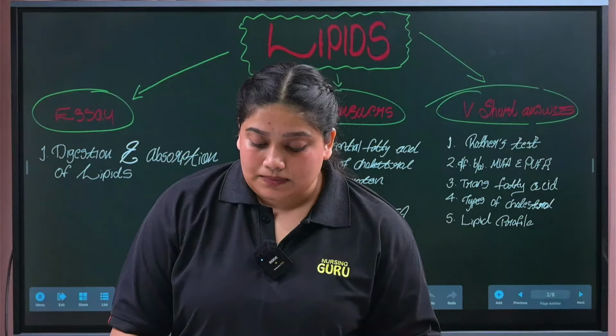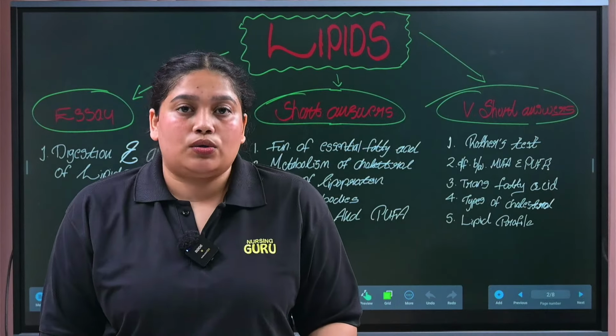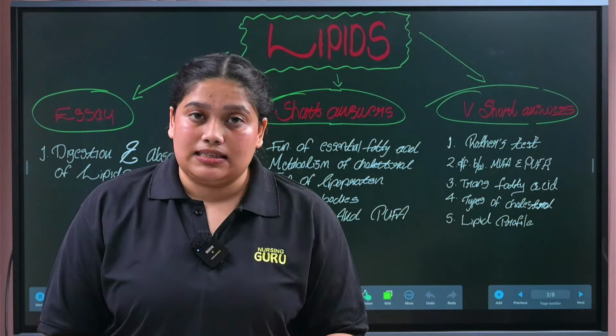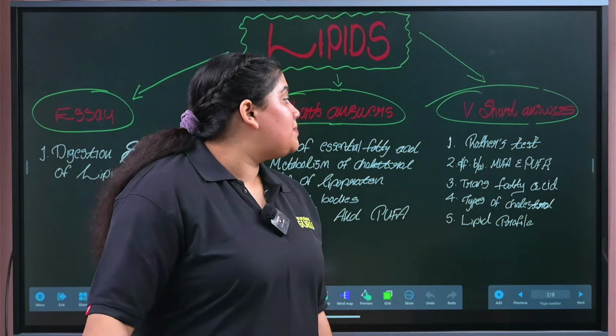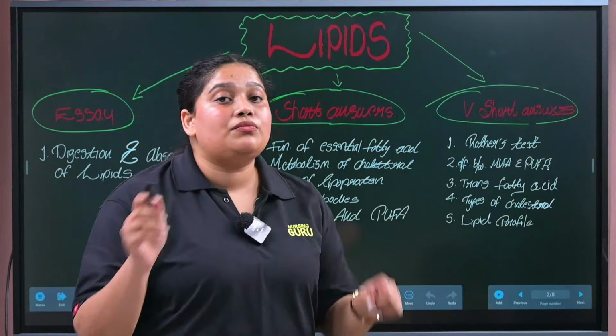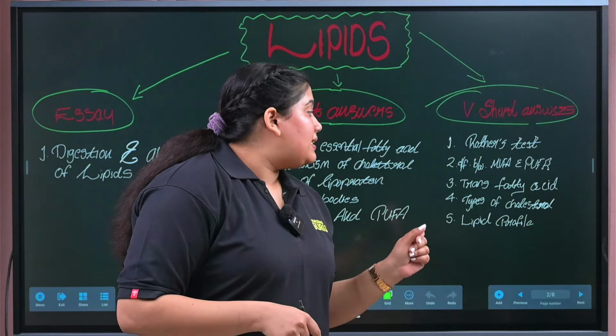Rother's test means what? Rother's test is the test for ketone body. So you have to elaborate the procedure, the duration and the result. Okay. And the difference between MUFA and PUFA we already discussed, that you can write for your examination with a column based answer.